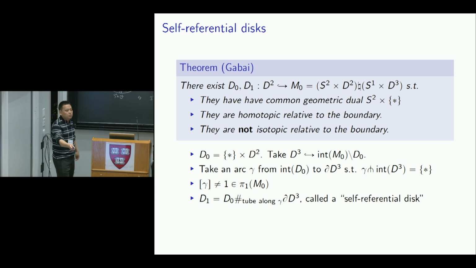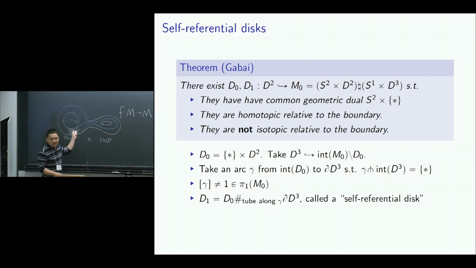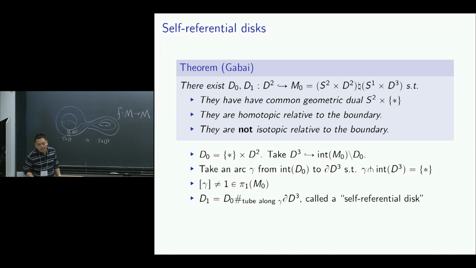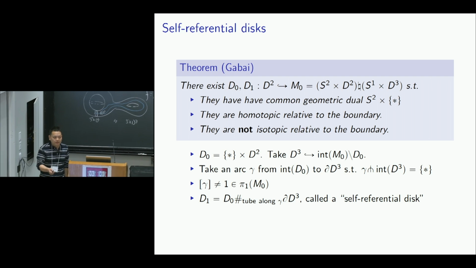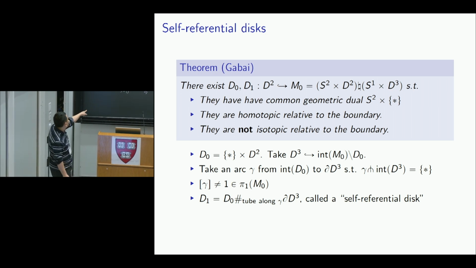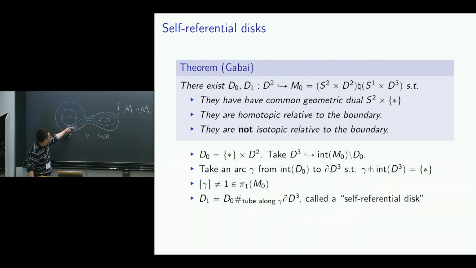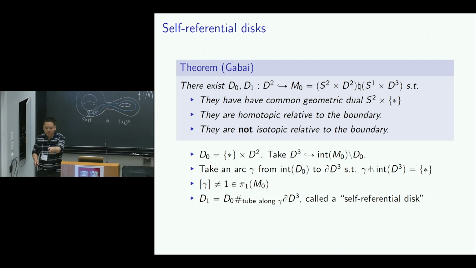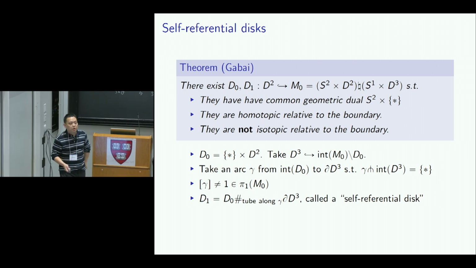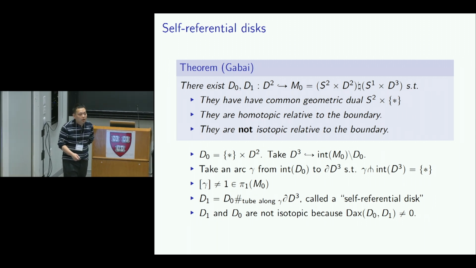Then, since we have an arc here, we can draw a tube along this arc and do a connected sum between this D2 and the boundary of this D3. We just do this connected sum, and this is D1. And it turns out it's not hard to prove that, since this arc, up to homotopy, you can just move this arc out and then just shrink it back. So D0 and D1 are homotopic to each other relative to the boundary. However, they are not isotopic to each other.